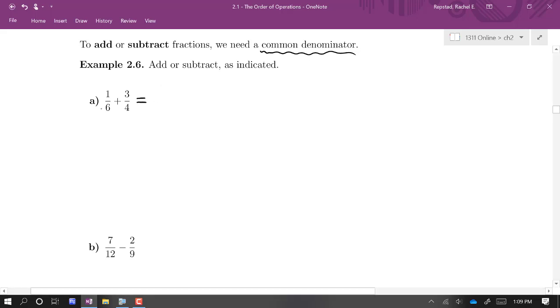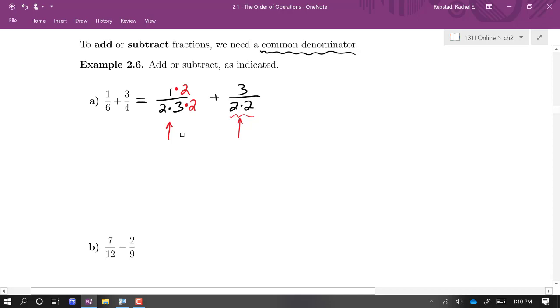So I start by factoring denominators. So 6 is 2 times 3, and 4 is 2 times 2. And if they're going to have the same denominator, they need to have all the same factors. So I look at this first denominator and I say, what's missing from this denominator that is present in the second denominator? And it's missing a 2, right? The second denominator has 2 2's, the first one only has 1. So I need to give it a factor of 2, and I'm allowed to do that as long as I also multiply by 2 up top.